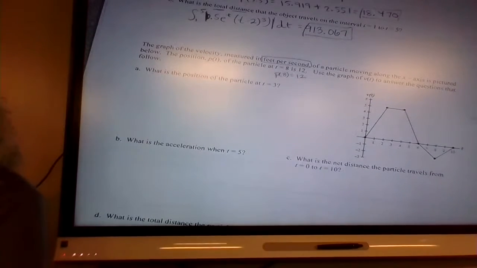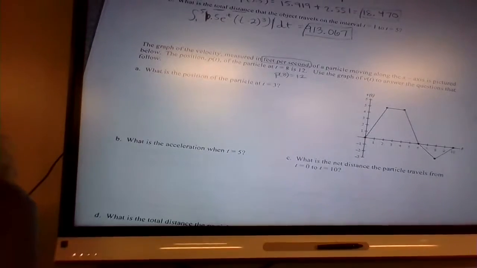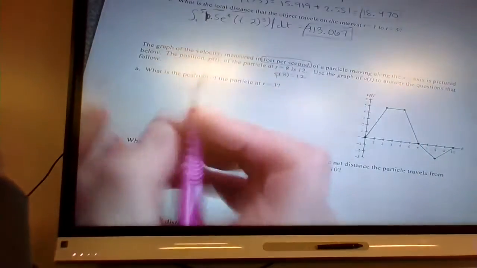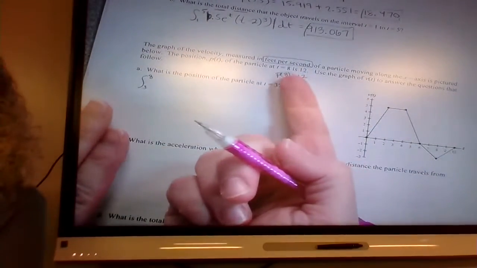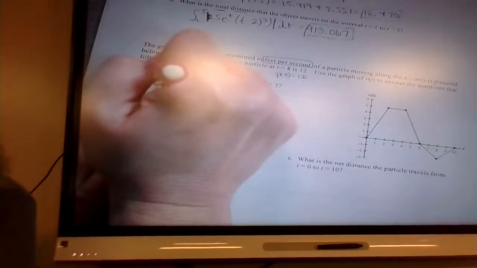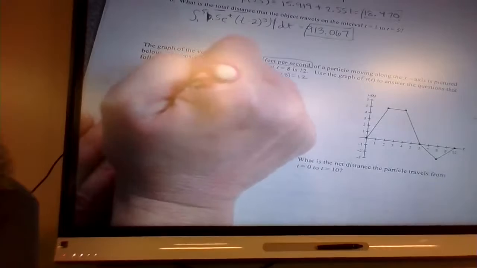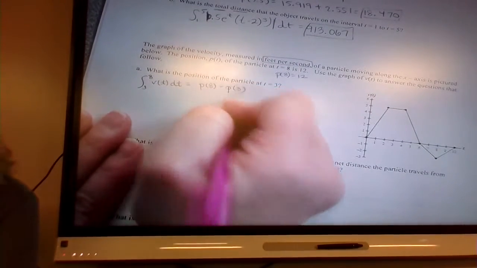Use the graph and answer the questions that follow. What is the position of the particle at t equals 3? Okay, so we're going to use from 3 to 8. Why are we using 8? Because I know 8. So from 3 to 8 of v of t dt would equal P of 8 minus P of 3.